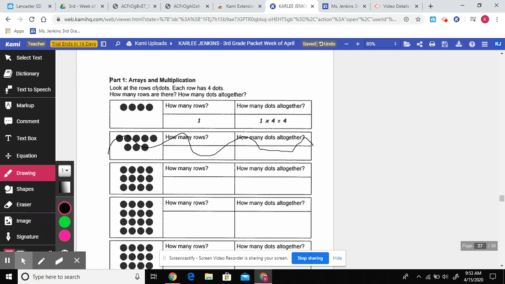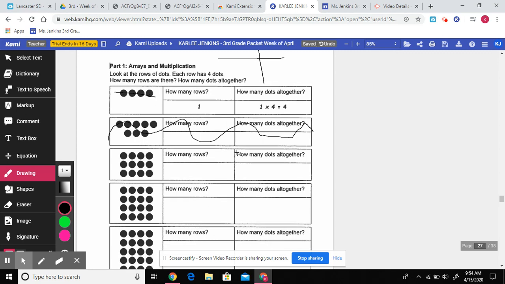So look at the dots, or look at the row of dots. Each row has 4 dots. Each row. Remember, rows go this way, columns go this way. So there's 1, 2, 3, 4 in the row, but there's 1 row. So 1, and then you bring the 1 over here, times 4 dots equals 4 dots altogether.